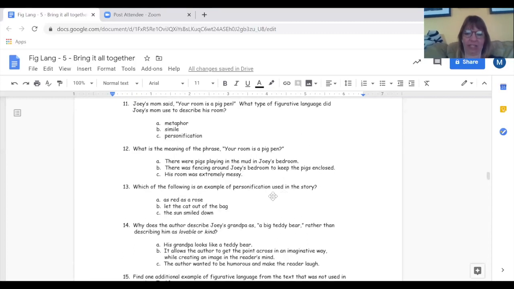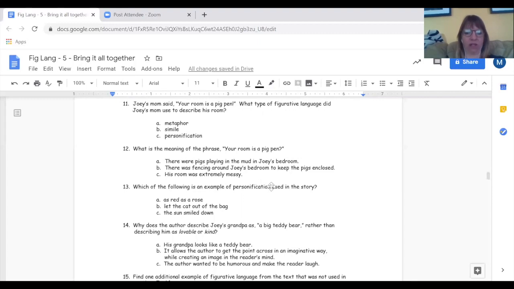Which of the following is an example of personification used in the story? As red as a rose, let the cat out of the bag, or the sun smiled down? So which of these gives a human quality to something? That's right, it's the C, the sun smiled down.